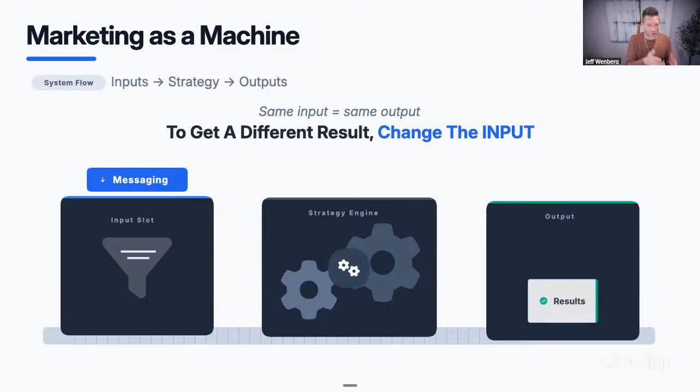But if you dial in your messaging, on the other hand, just like those businesses we were talking about before have done, that's when any strategy will pretty much work, because your messaging is so dialed in that it's going to connect with the audience. It's going to move them through the machine and they're going to buy because of the messaging that they're seeing at every step of the way. So if you get nothing else out of today's call, that's what I most want you to take: messaging is the foundation of your marketing machine.